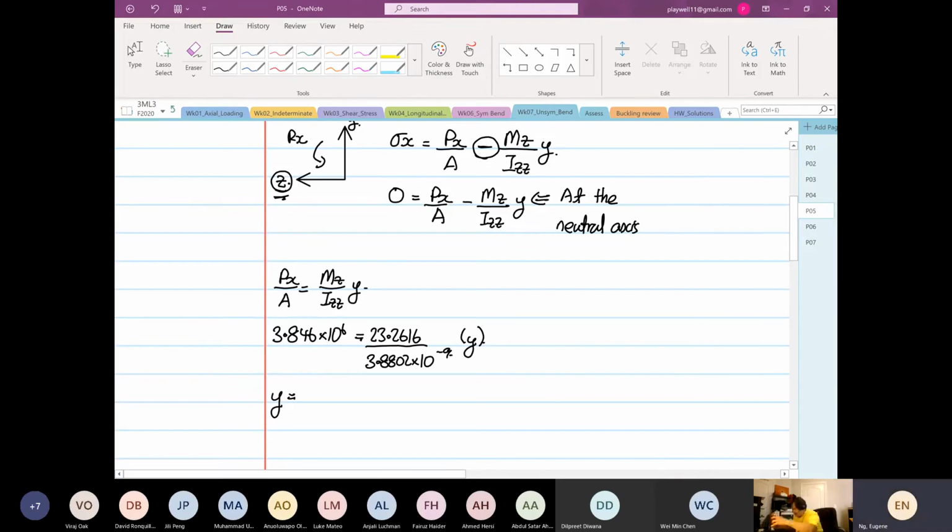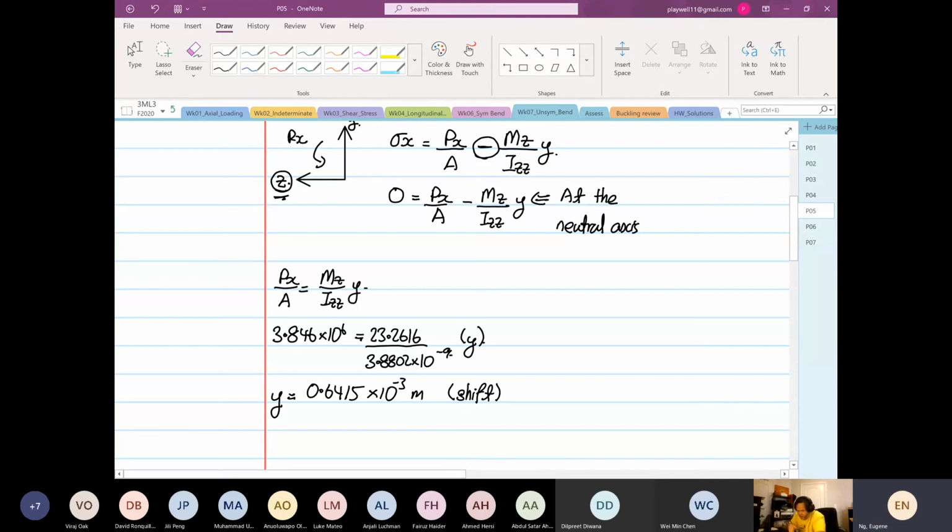Okay, so y is equal to 3.846 power 6 multiply 3.8802 power minus 9 divide by 23.2616. So this is equal to 0.6415 times 10 to the power minus 3 meters. So this is the shift. Okay, this is the shift, right?